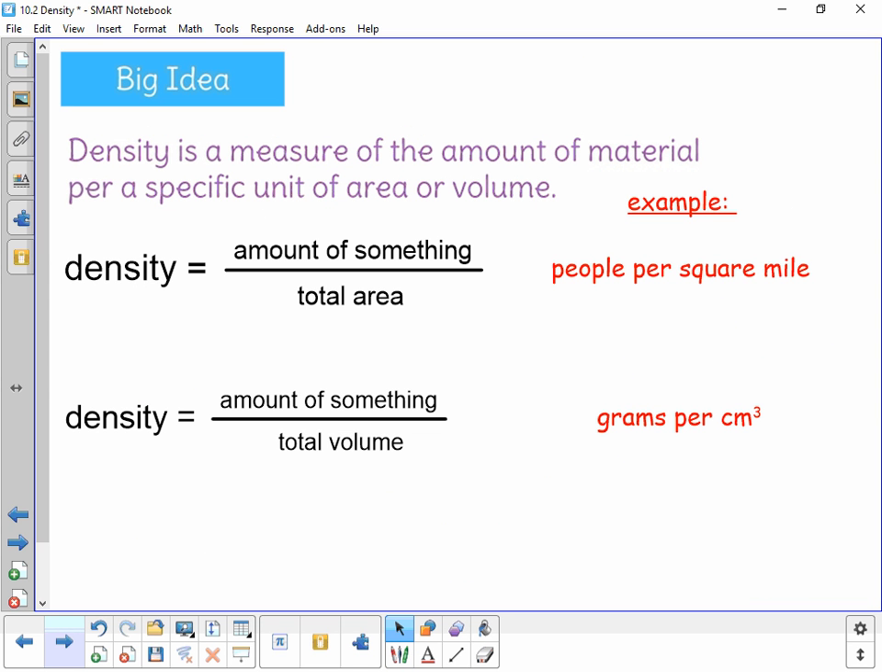Okay, so that's it for density. It's always the amount of something divided by either a volume or an area, depending on what your situation is. The volume and area, though, are always the denominator of that little ratio. So the amount of something per total area or volume. That is it for our lesson on density. Thanks.